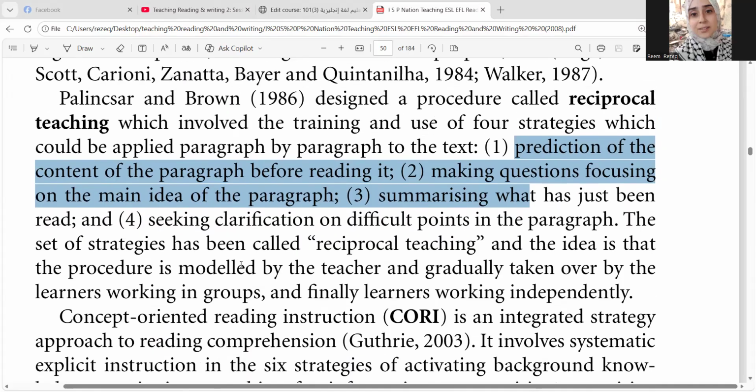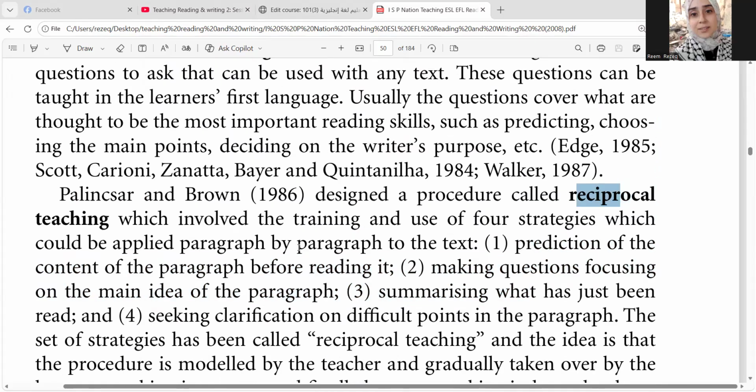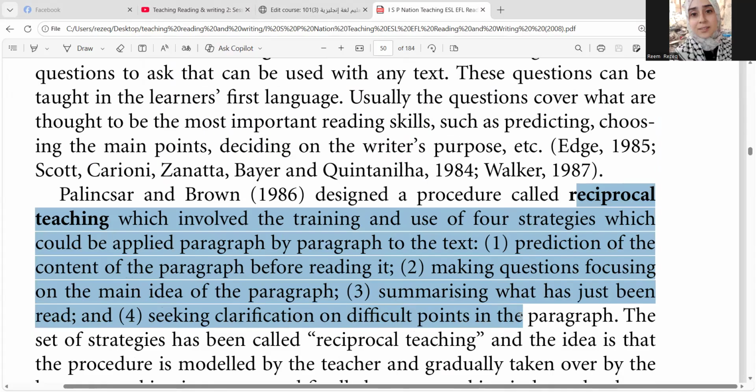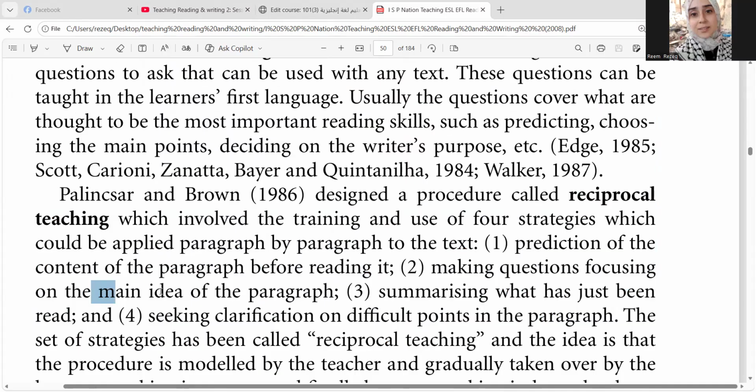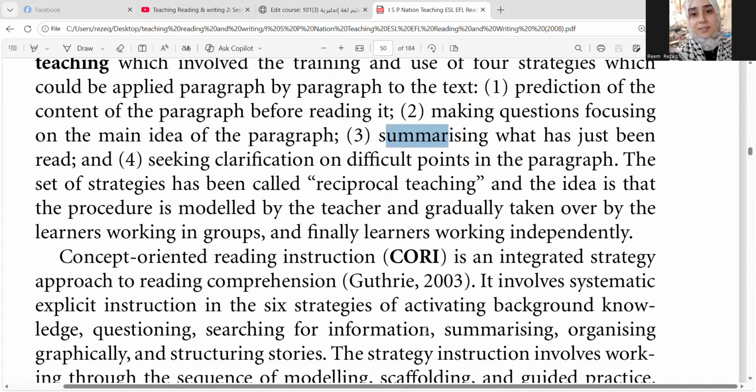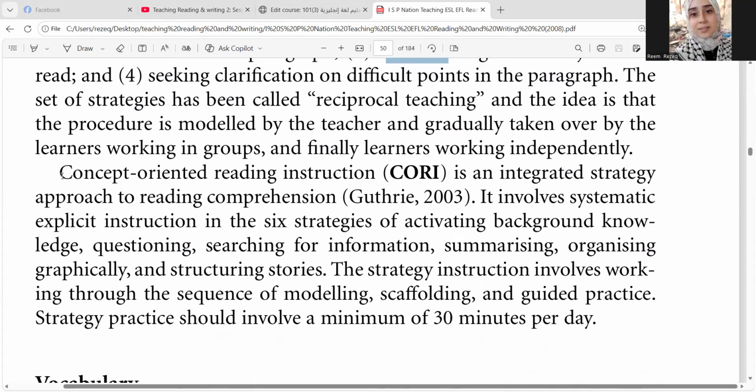So this is very important here. We can just highlight these lines because I may ask you, for example, does reciprocal teaching include making questions for focusing on the main ideas? Of course, it could also be main ideas, summarizing, and so on. Okay.